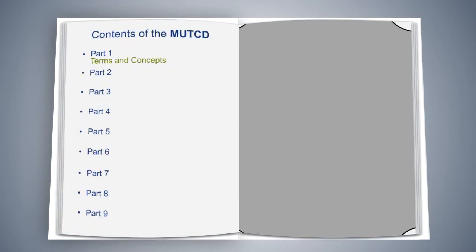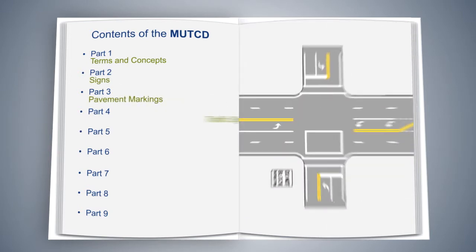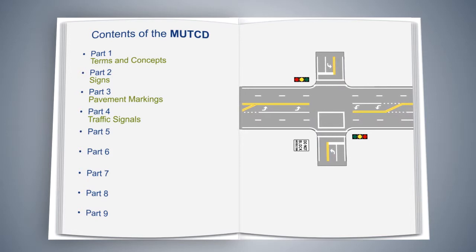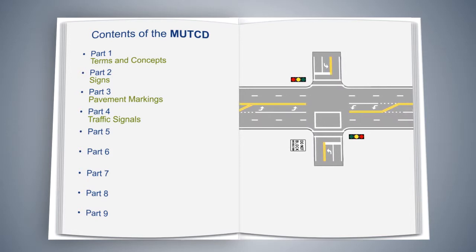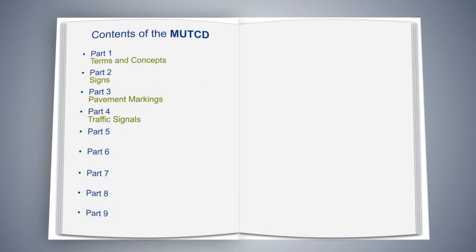Parts 2, 3, and 4 address the 3 classes of traffic control devices: signs, pavement markings, and traffic signals. In these sections, readers learn about each device's design, placement, maintenance, and the conditions for use. Parts 5 through 9 address the use of devices for specialty applications and provide typical examples of use.